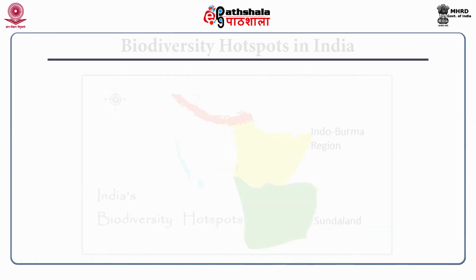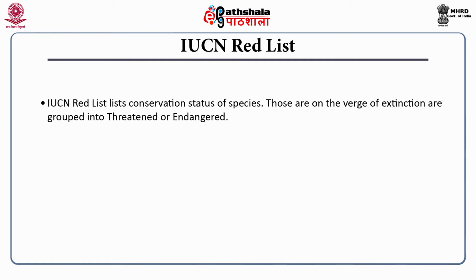biodiversity hotspot. IUCN has come up with the Red List, which enlists the conservation status of species. Whether a species is vulnerable, threatened or extinct, all these different labels are given to different species that are on the verge of extinction in the IUCN Red List. Those on the verge of extinction are grouped into threatened or endangered. These species are in imminent threat of extinction.